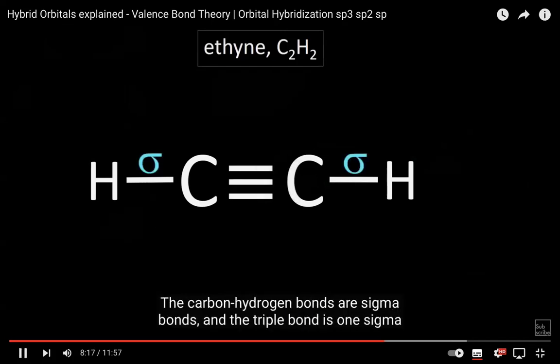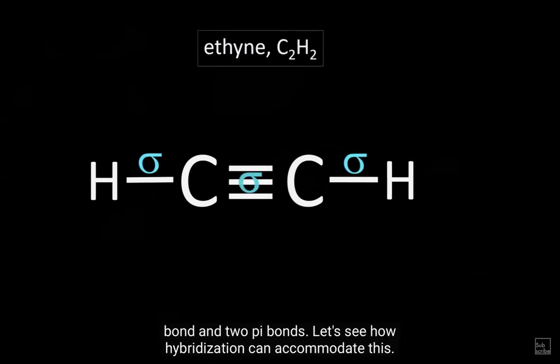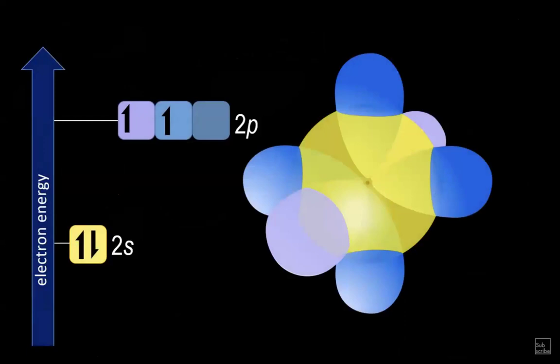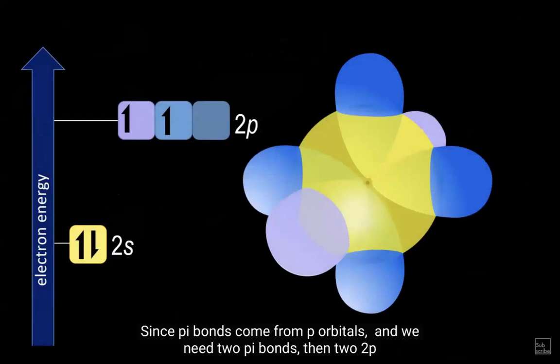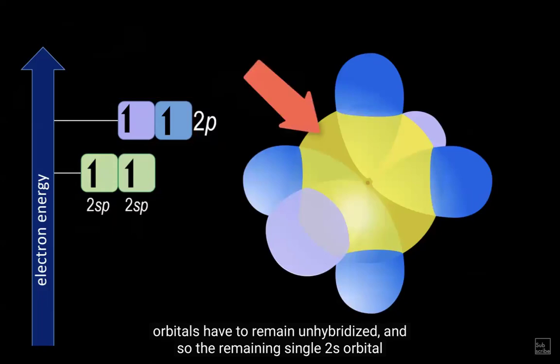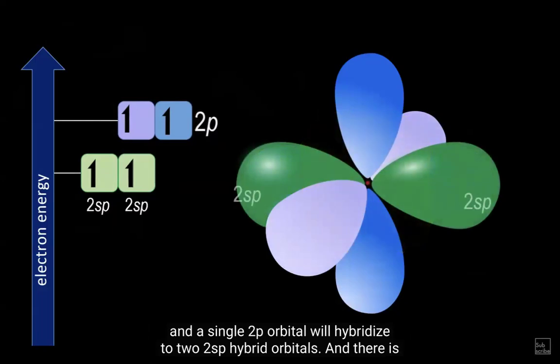C2H2. The carbon hydrogen bonds are sigma bonds, and the triple bond is 1 sigma bond and 2 pi bonds. Let's see how hybridization can accommodate this. Since pi bonds come from p orbitals, and we need 2 pi bonds, then 2 p orbitals have to remain unhybridized, and so the remaining single 2s orbital and a single 2p orbital will hybridize to 2 sp hybrid orbitals.